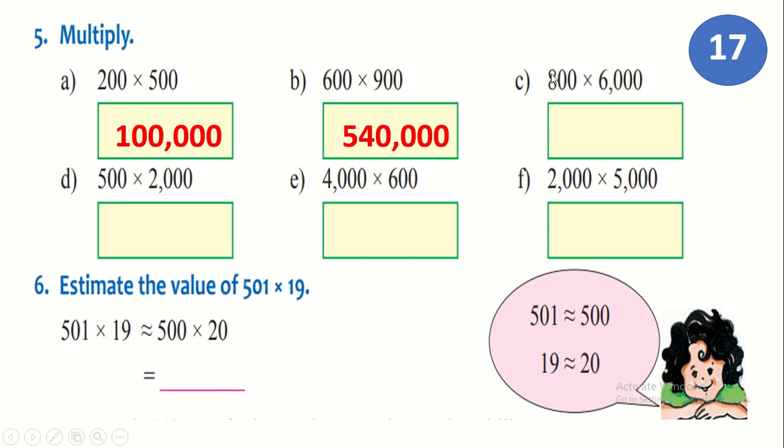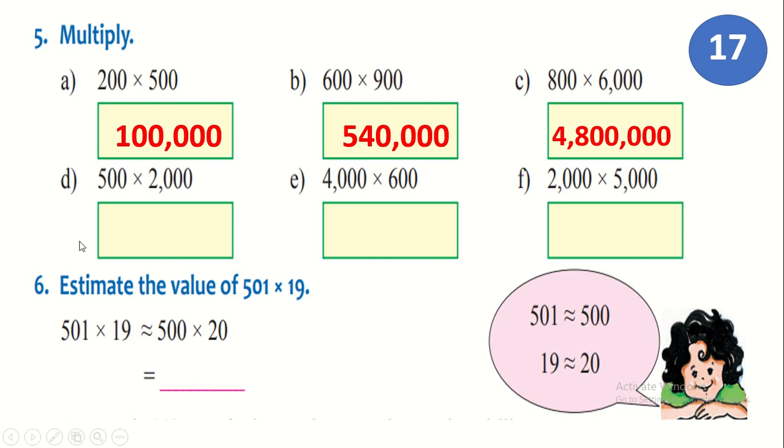Okay, let's move to letter C. Letter C, how many zeros? If you count all, 1, 2, 3, 4, 5 zeros. You add to the right 5 zeros and then you multiply 6 times 8. 8 times 6 is 48. And then you add 5 zeros. The answer here is 4,800,000. Correct? 5 zeros. 1, 2, 3, 4, 5. Okay. The answer is 4,800,000.